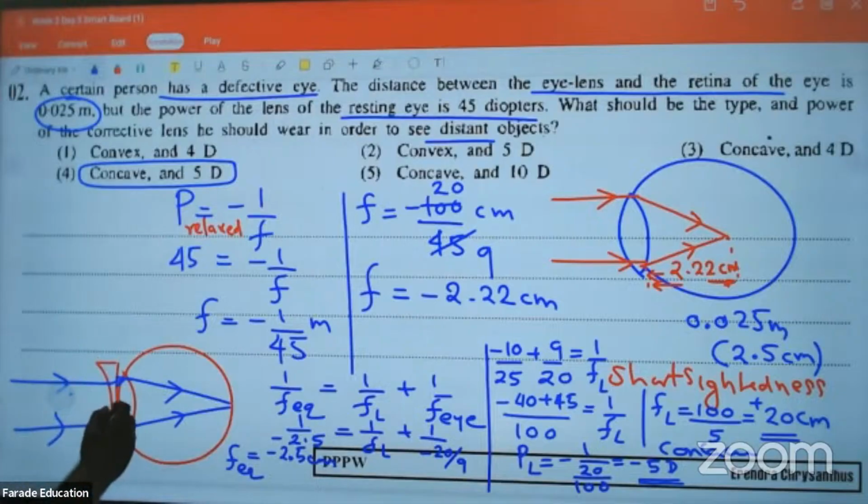When we wear the lens, the effective focal length must be equal to the diameter of the eye.